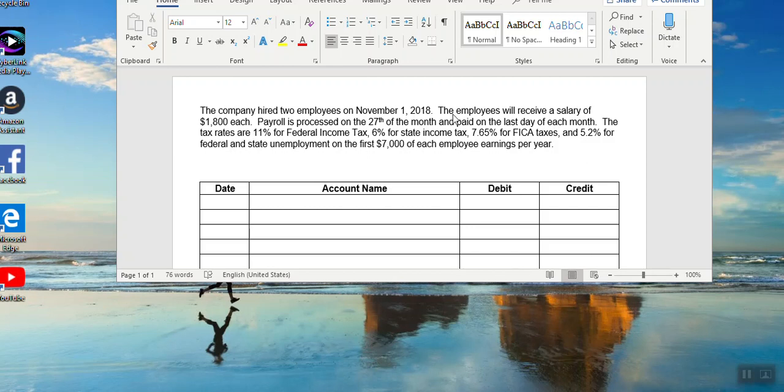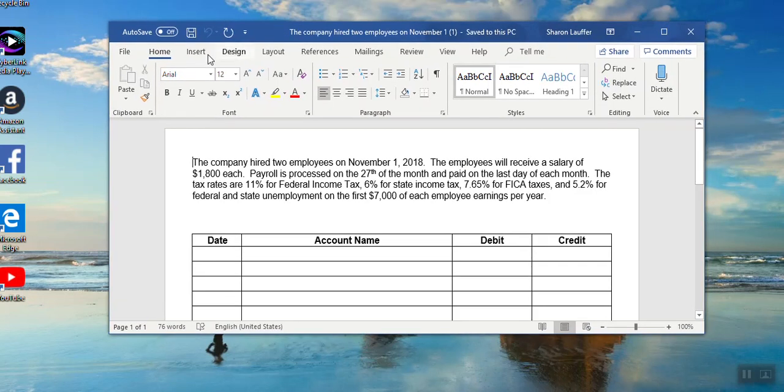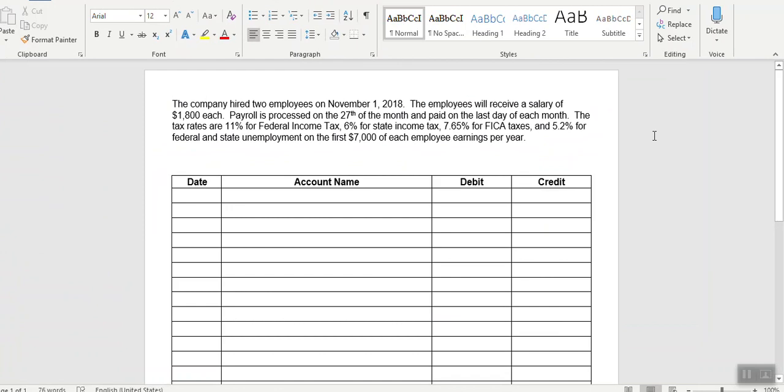Class. In this video, we're going to look at doing a payroll transaction. This is something that you're going to have to do in your practice set. So I've created an example, and this looks a whole lot like your practice set. I actually just took it from the practice set and changed the numbers a little bit.